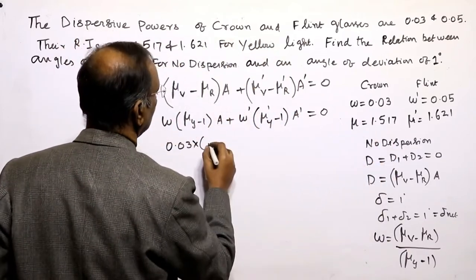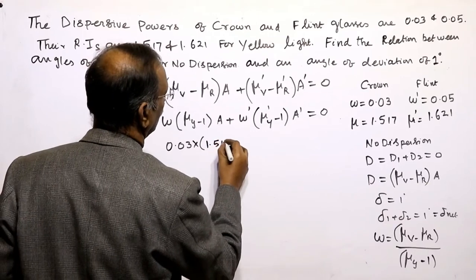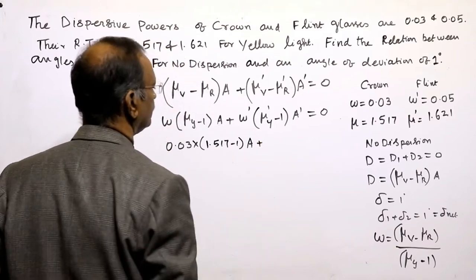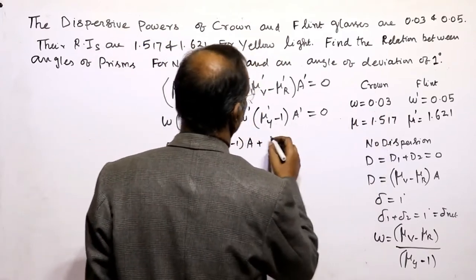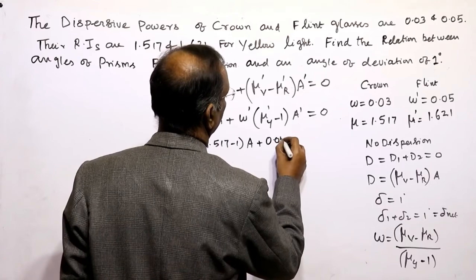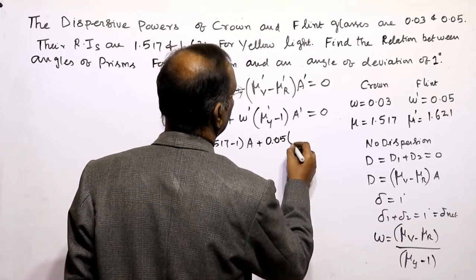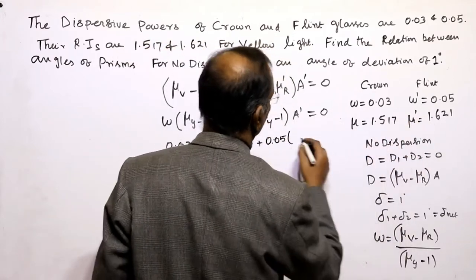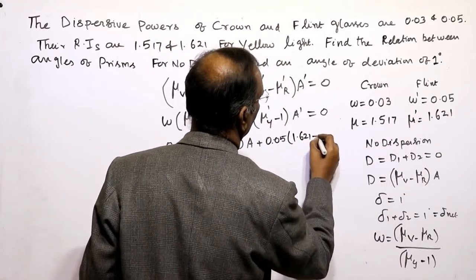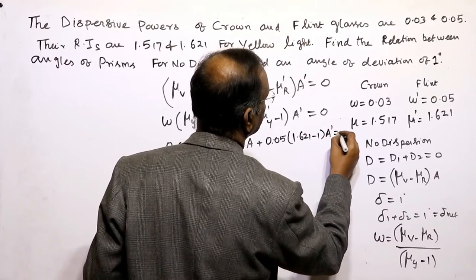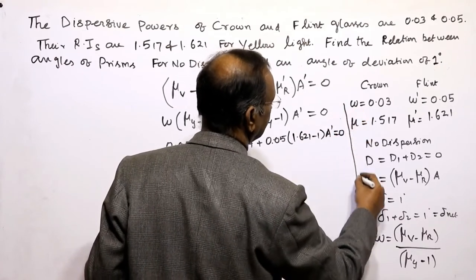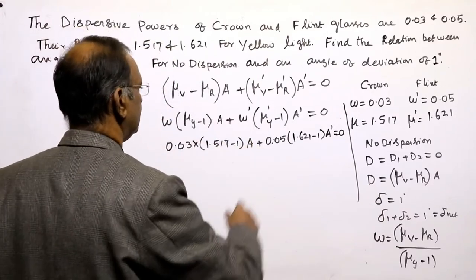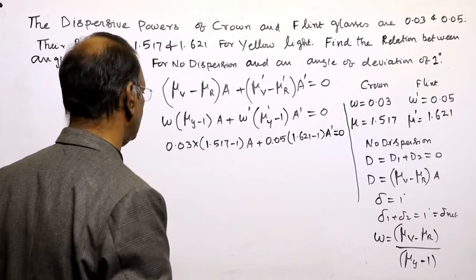So for yellow light, for crown glass: (1.517 minus 1) into the angle we do not know, plus (μy dash, for flint glass, is 1.621 minus 1) into A dash is equal to 0, where A is the angle of prism for the crown glass and A dash is the angle of prism for the flint glass.